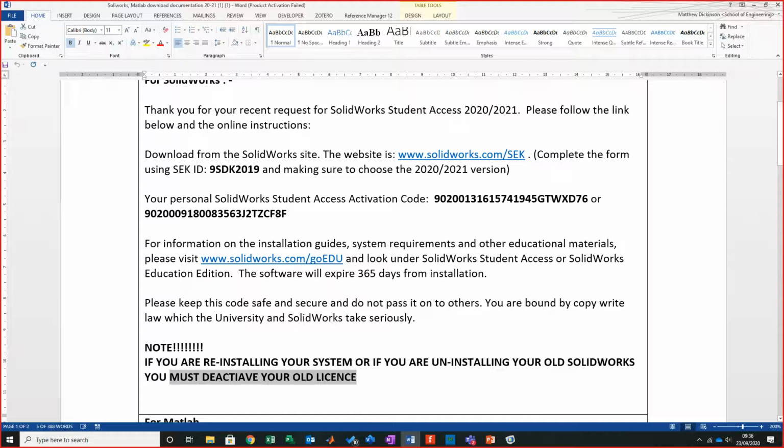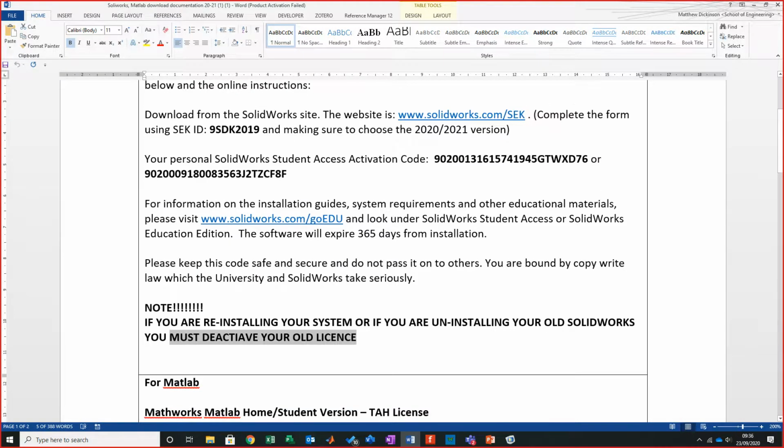For anybody who wants to know, when you're in SolidWorks, actually in the software, go to Help and you'll see Deactivate License. Just deactivate it, even though it says it's going to do it automatically, I'm still not convinced.